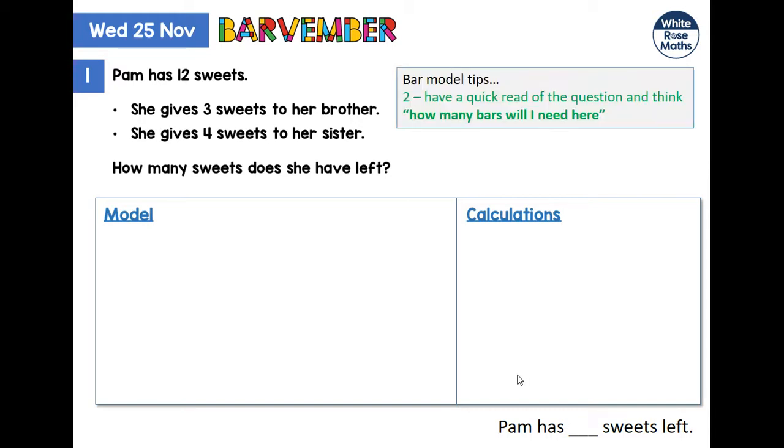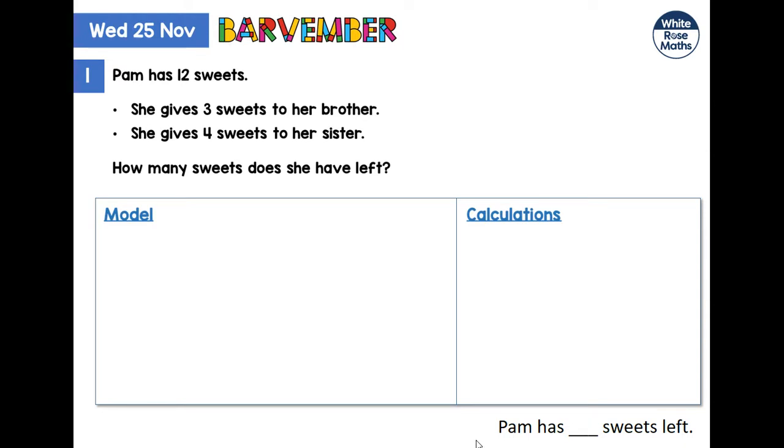Question 1. And we'll start as always to see how many bars we think we need here. Well, this story is about Pam and her 12 sweets. So I think we're just going to have one bar that we're then going to split up into parts. So that's how we're going to start. And let's see how we go.